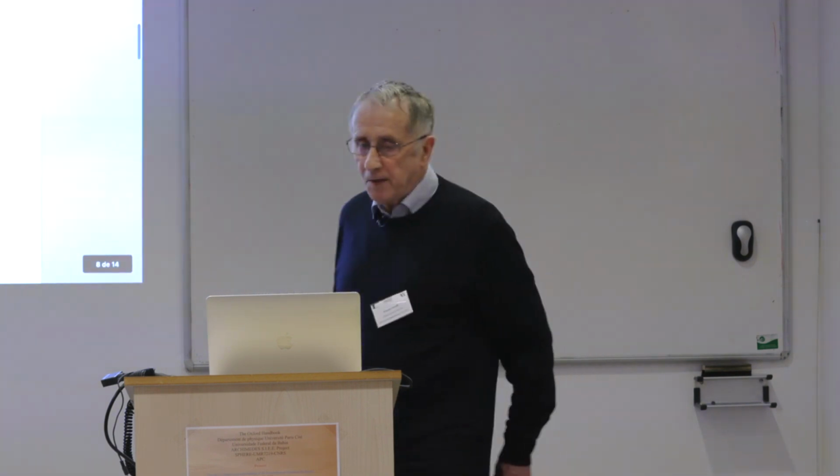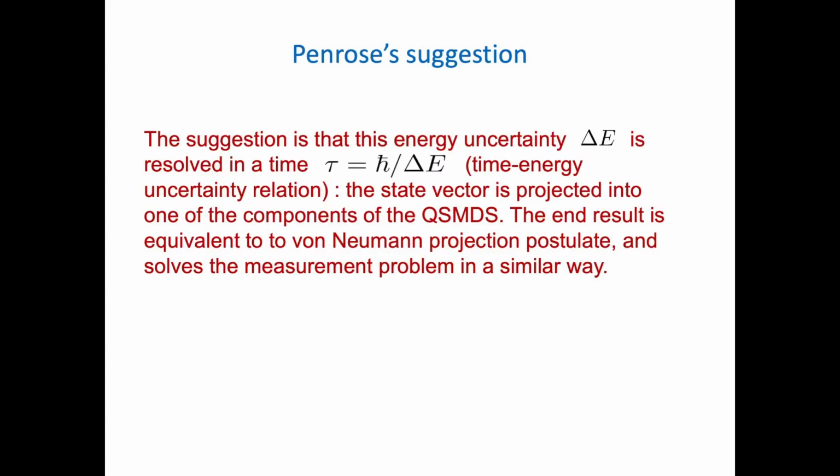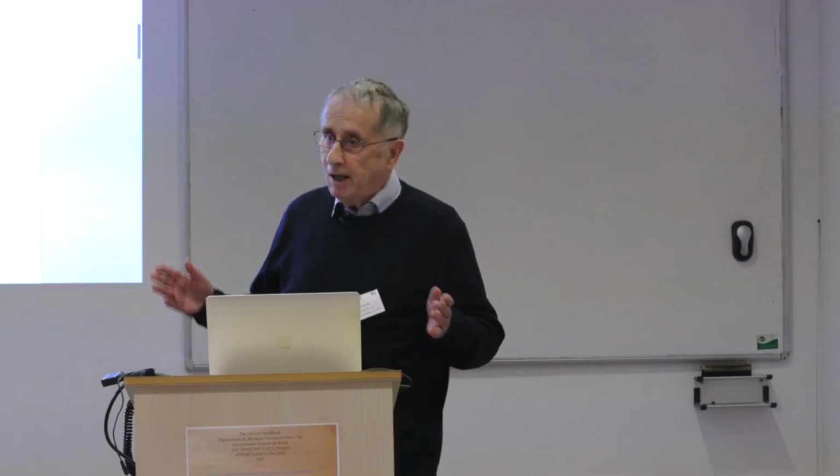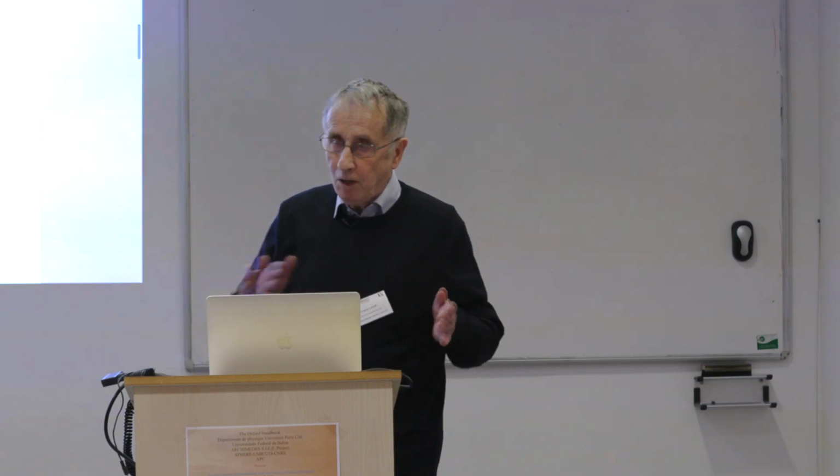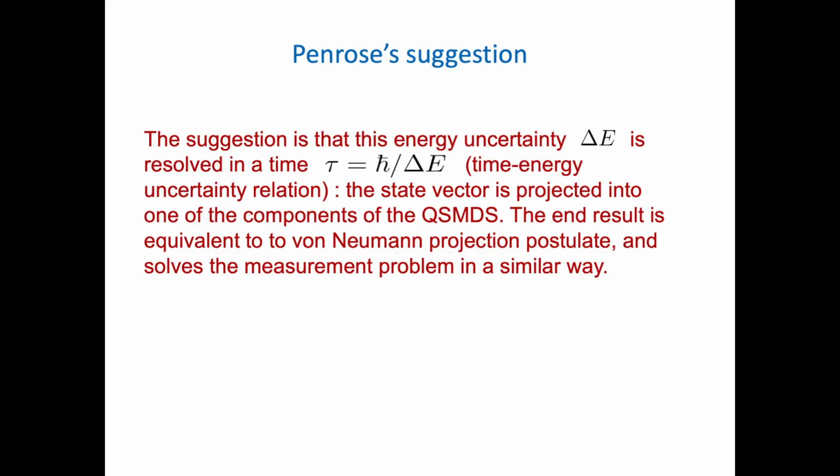So now comes his suggestion. He says when there is an uncertainty of energy delta E, it's very natural to use the time-energy uncertainty relation and to introduce a time which is h bar over delta E. And he postulates that each time this coherent superposition of space-times occurs, it is projected onto one of the configurations in a time tau. So the end result is just equivalent to the standard Born postulate. Penrose proposes no mechanism for this. This is just a general idea, but there are no equations except the time-energy uncertainty relation to explain why this is the case.